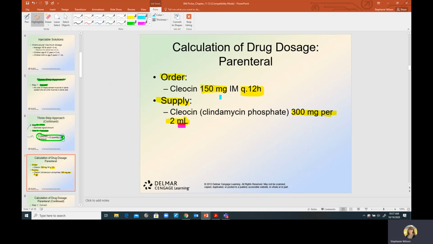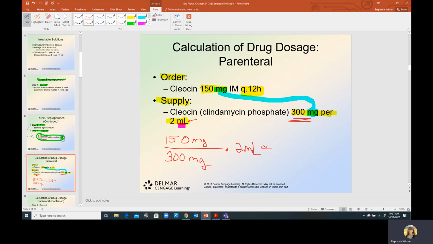So what we want to do is look at the unit on our order and check it with the unit on our supply. And if they're equivalent to each other, milligrams and milligrams, yeah, we don't need a conversion. If they weren't, then we would. So let's take our order, which is 150 milligrams. Write it over my have, which is this 300 milligrams. And we're going to multiply it by our quantity, which is 2 milliliters.